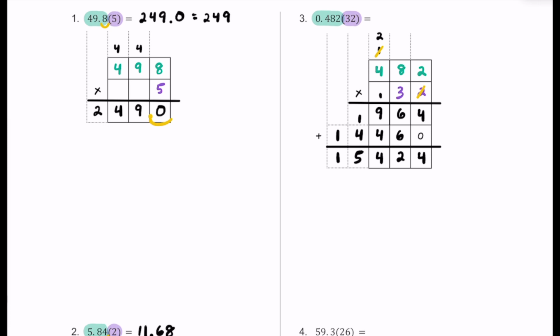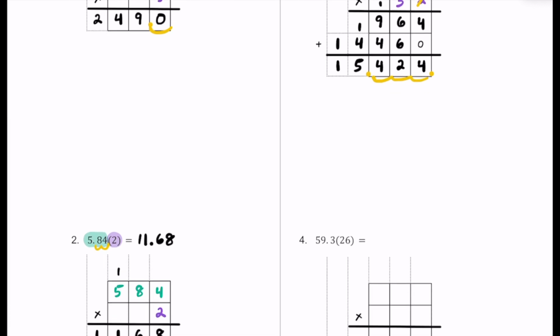All right, so we have our product. We just need to figure out where our decimal goes. So how many decimal places did we have to begin with? It looks like we had 1, 2, and 3 decimal places. So let's go ahead and move the decimal 1, 2, and 3 decimal places in. So our product here is going to be 15 and 424 thousandths.